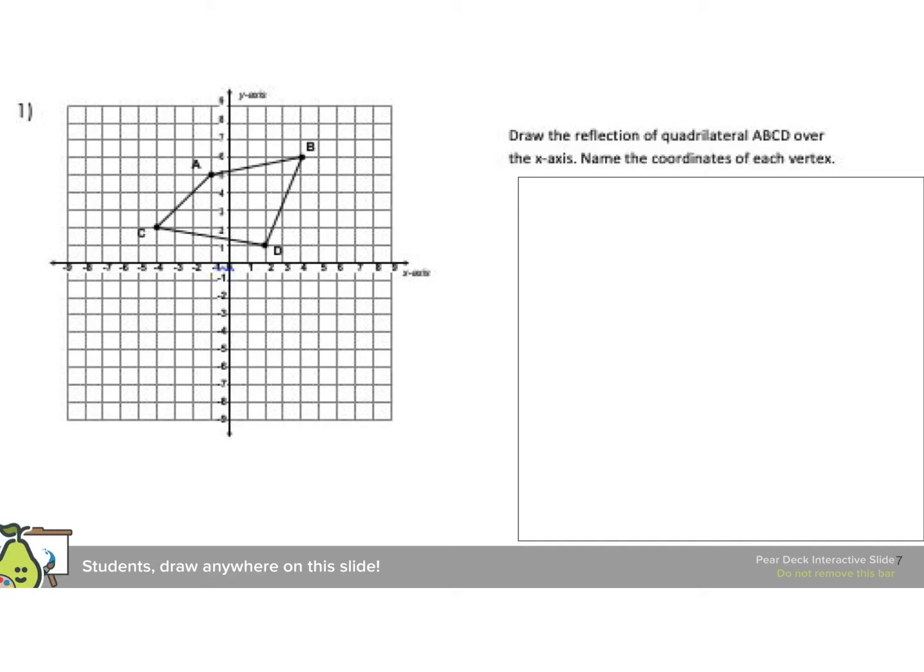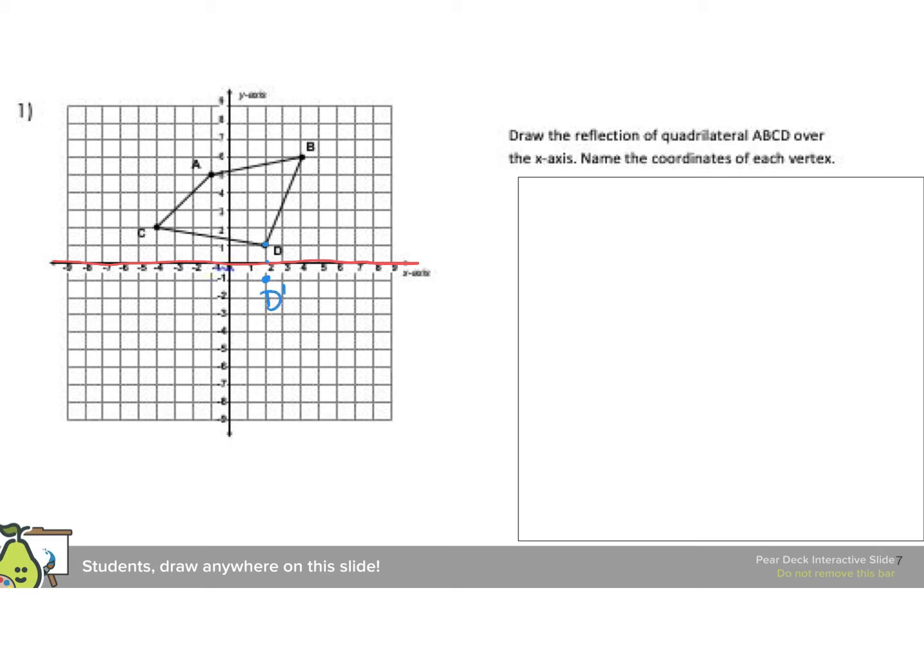All right, practice problem 2. Let's go ahead and highlight our x-axis. All the points are going to flip across this red line. I'm going to start with the one that's closest. So D is one space away, and it's above it. So I'm going to go one space below the red line right here.